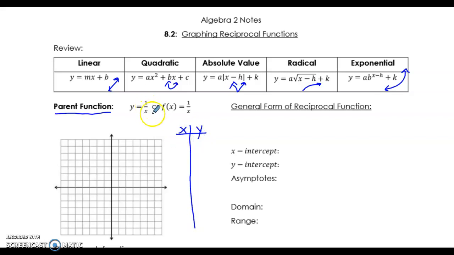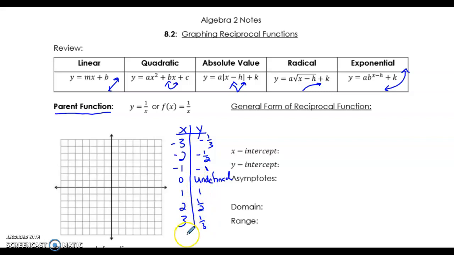So if our function is 1 over x, we could just plug in a couple points. So 1 over negative 3 would be negative 1/3. 1 over negative 2 would be negative 1/2. Negative 1. Okay, here's this one. We had this one come up in 8.1. 1 over 0, we can't divide something by 0. So that's going to be that undefined term, and that's going to be the spot where those asymptotes show up. Okay, if we plug 1 in, 1, 2 in, 1/2, 3 in, 1/3.